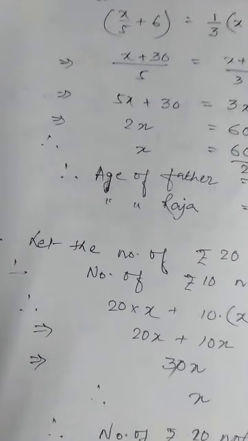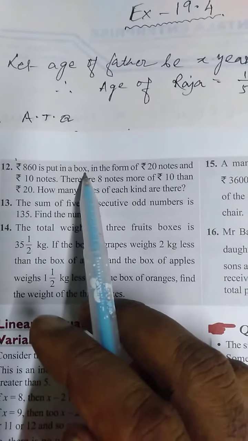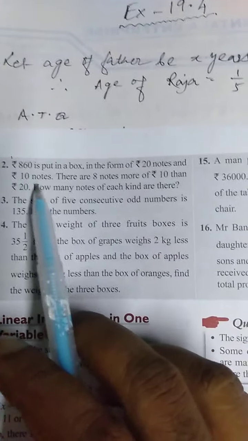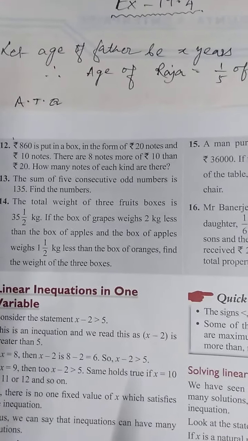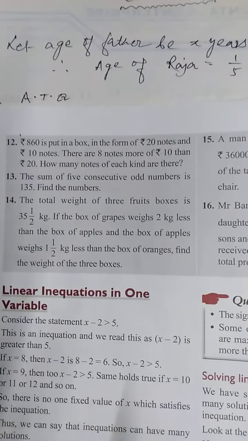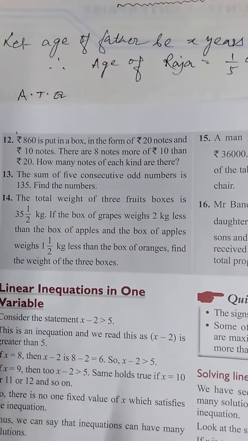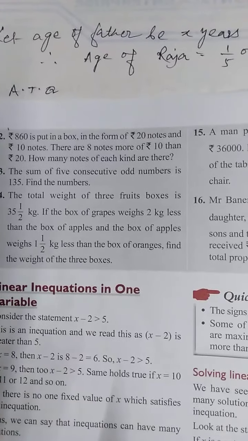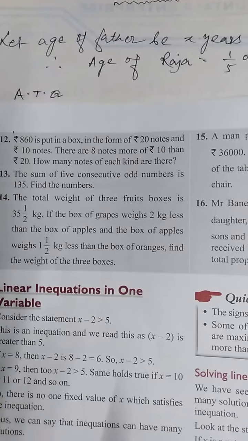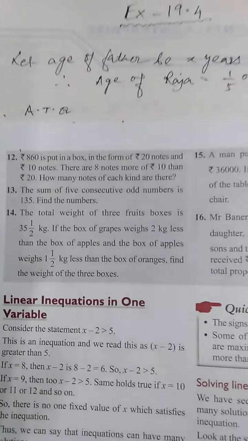Okay, question number 12. Let's come to question number 12. Rupees 860 is put in a box in the form of rupees 20 notes and rupees 10 notes. So a box contains some rupees 20 notes and some rupees 10 notes, and the total worth is rupees 860. There are 8 notes more of rupees 10 than of rupees 20. You have to find the number of notes of each kind.